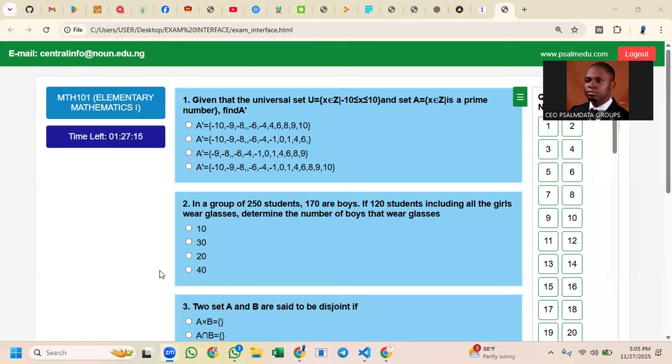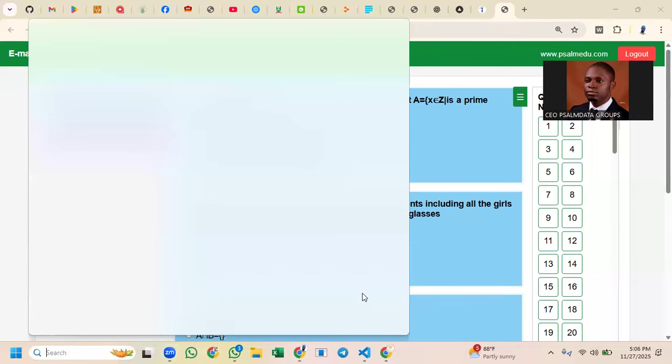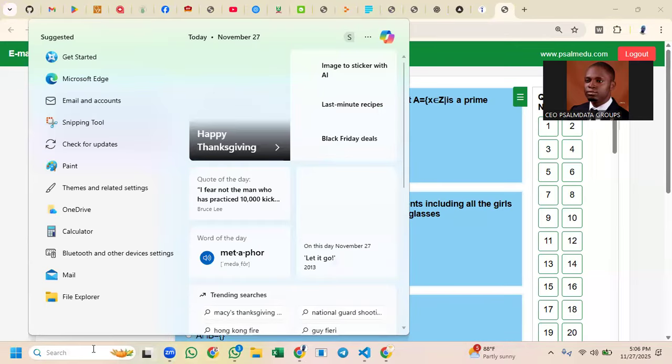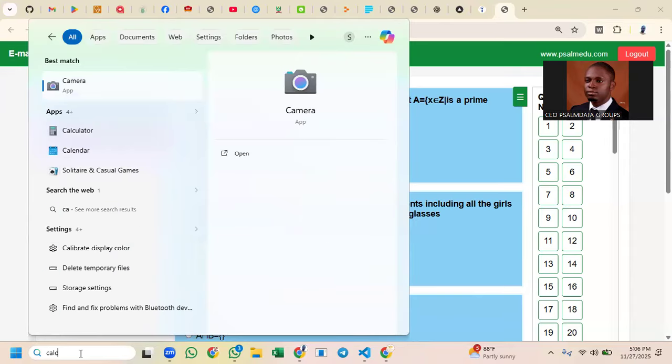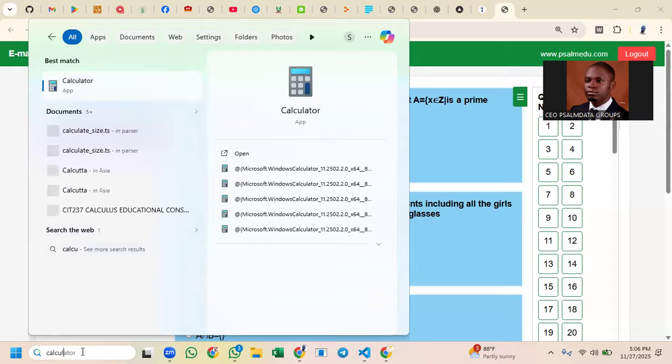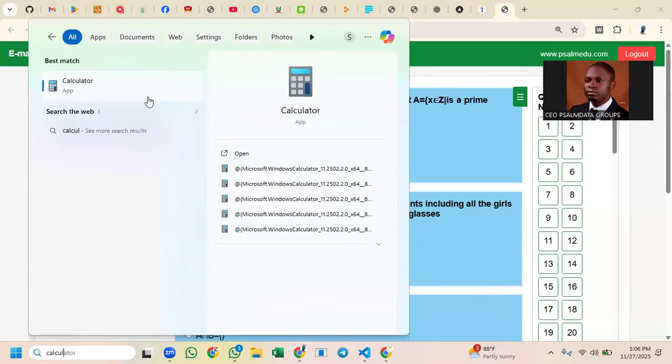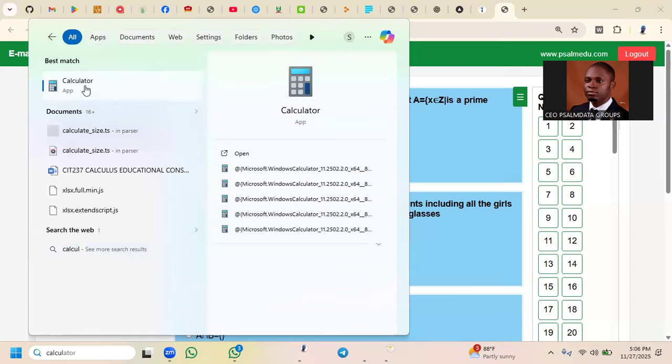So once I'm logged in like this, and even before I log in at all, once you are on your system, before it's time to start the exam, locate the search box. The search box here, and you can type and search for calculator instead of looking for the calculator around. Once you type calculator, it's going to bring it out. This is my calculator on this app. Then I can open it.